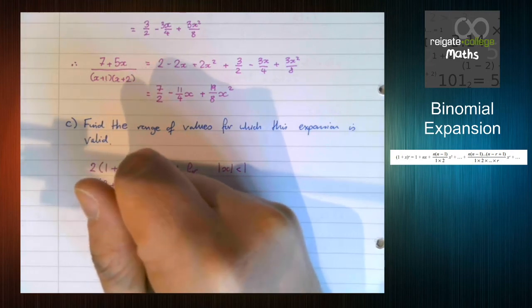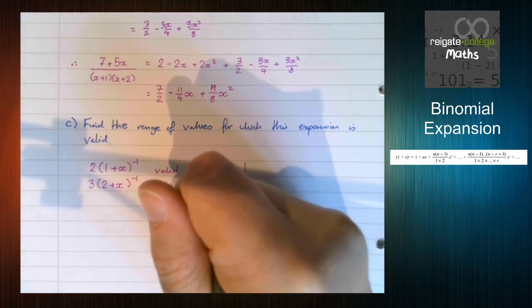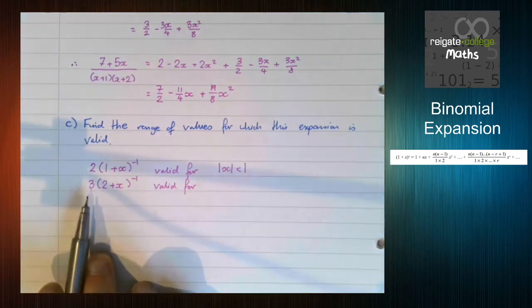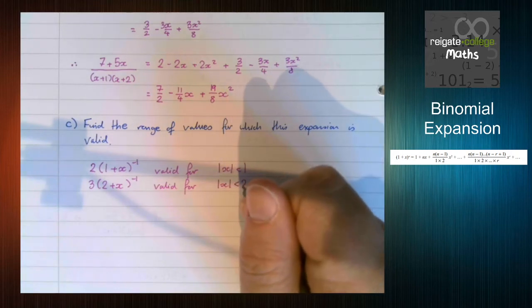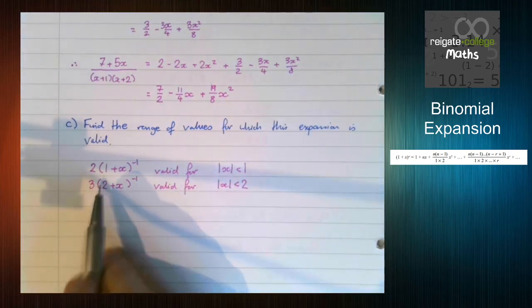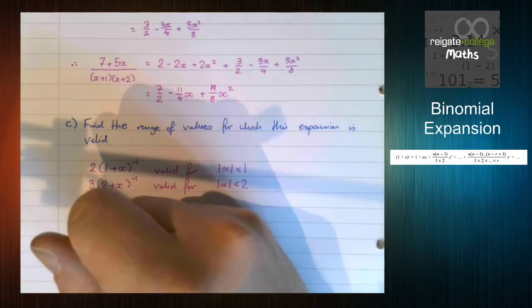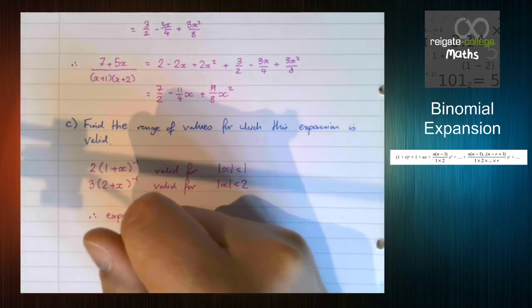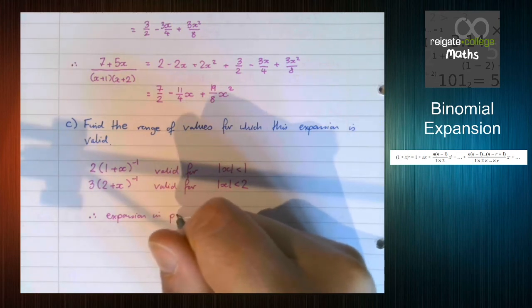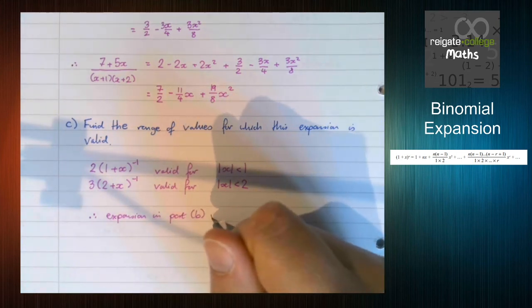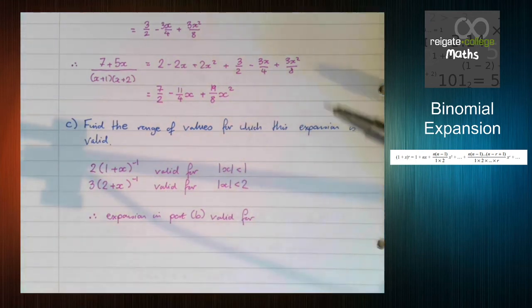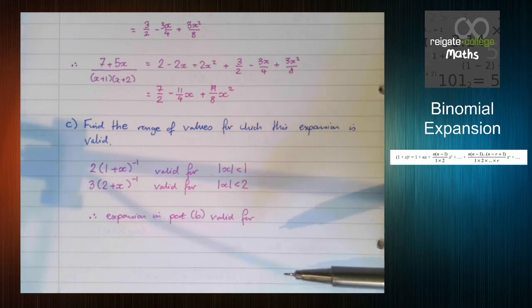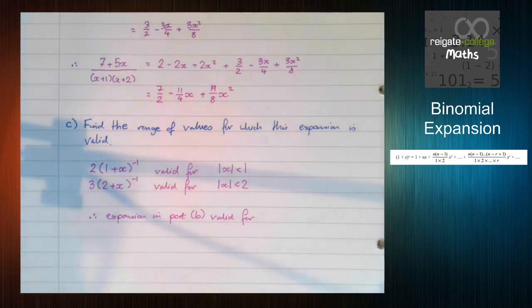Our other expansion is valid for modulus x is less than 2. Because remember, it's the x term less than the not x term. So therefore, expansion in part B valid for, which one do we choose? Well, we look at all of the expansions that we have and we need to pick the smallest interval because that makes sure it covers both.